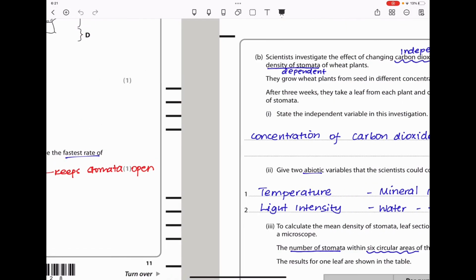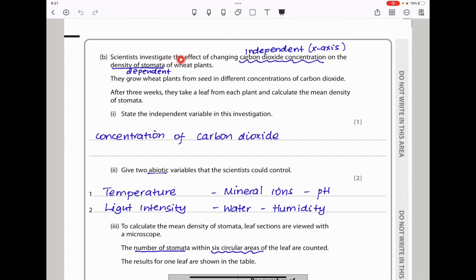Let's continue to the next part. This scientist investigated the effect of changing carbon dioxide concentration on the density of stomata on wheat plants. So you can see they're investigating something. Carbon dioxide concentration is what they're varying, so that is the independent variable, and the density of stomata is the result, so the dependent variable.